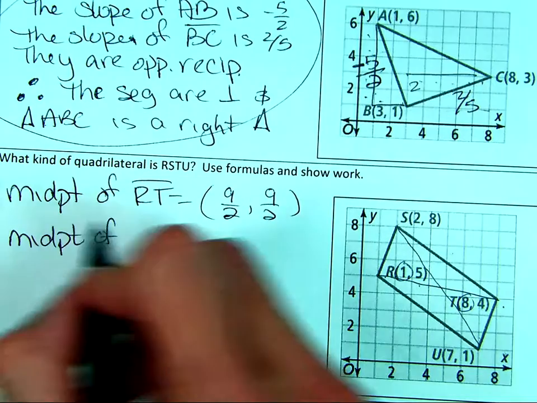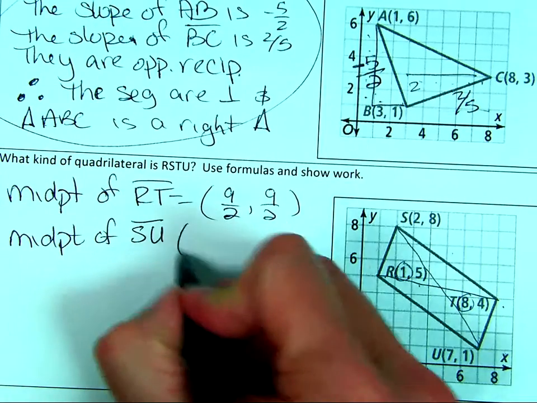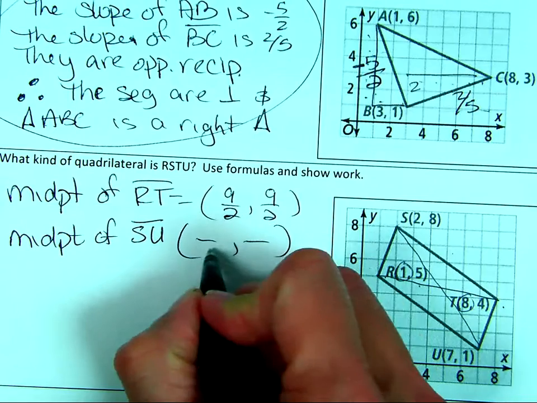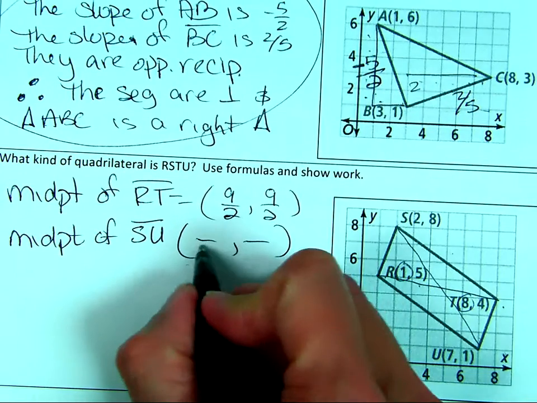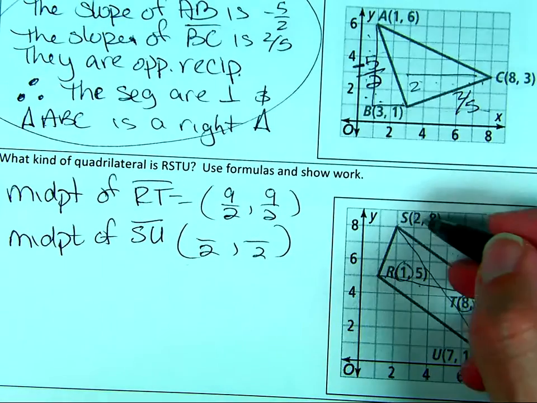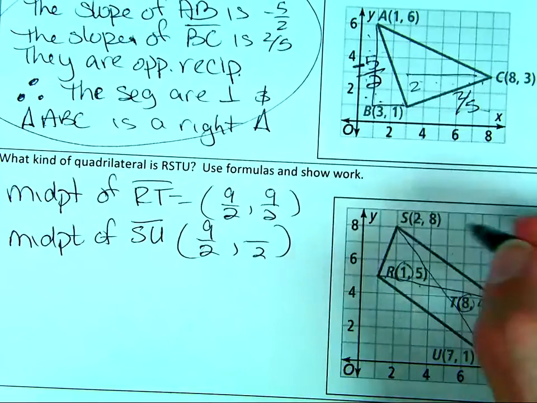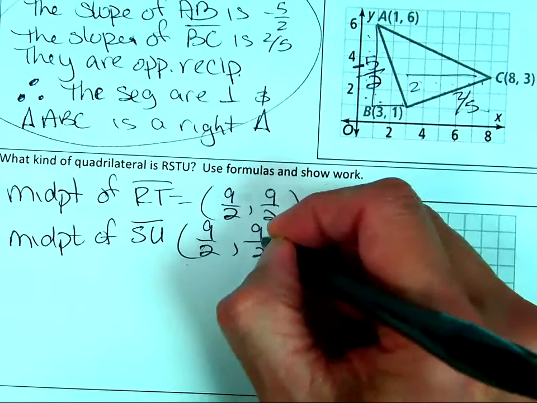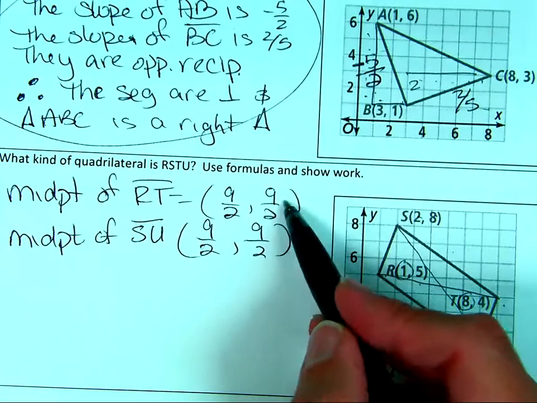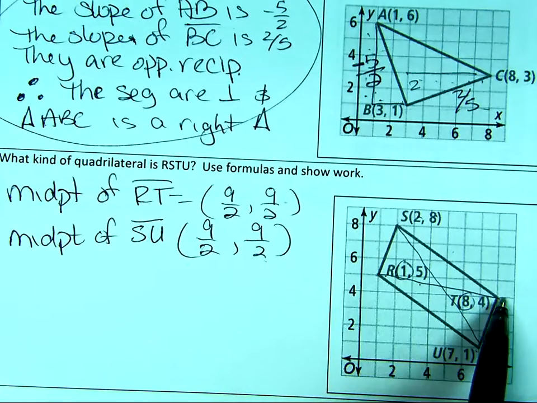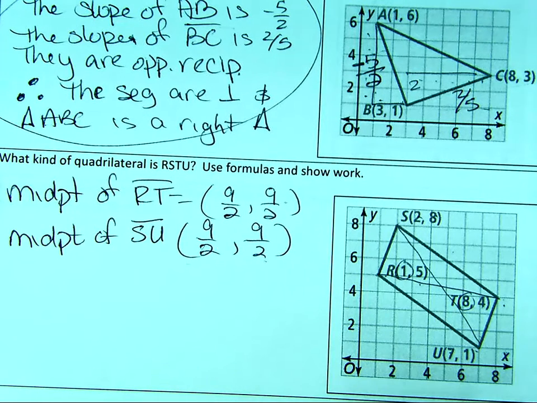And now I'm going to find the midpoint of SU. So again, my midpoint is always an x and a y separated by a comma, always divide by 2. So what's 2 plus 7? 9. What's 8 plus 1? 9. I just found out that the midpoint of RT, one diagonal of the quadrilateral, is the same as the midpoint of SU, the other diagonal.